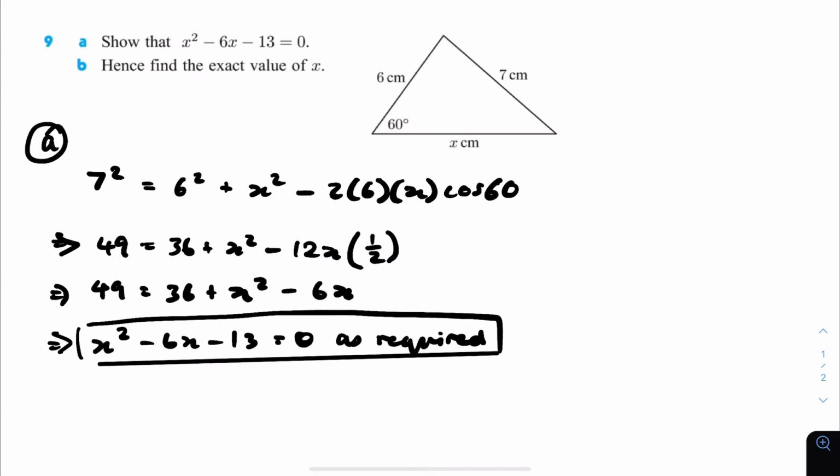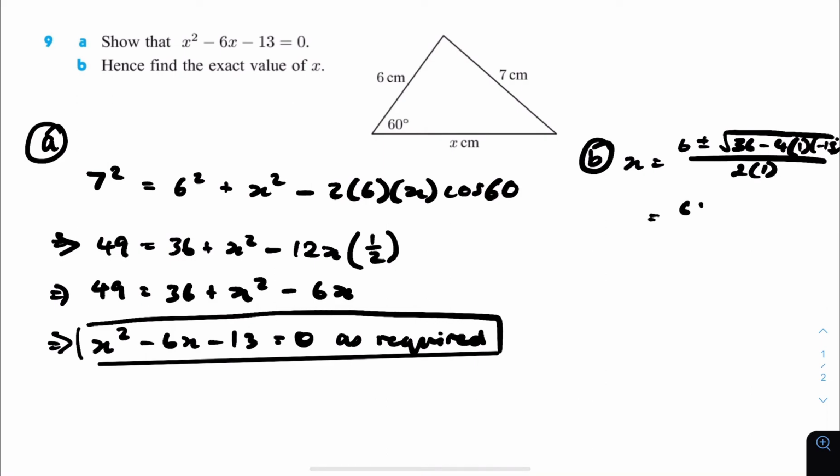All right. Now for part B, we're just given the task of finding the value of x, and we just have to solve for x using this equation. So we can use the quadratic formula since this is not easily factorable. So x would equal the negative of b, which is 6, plus minus root b squared, which is 36, minus 4 times a times c, which is 1 times negative 13. Oops, negative 13. Let me extend the bracket here. Over 2 times a, which is 1.